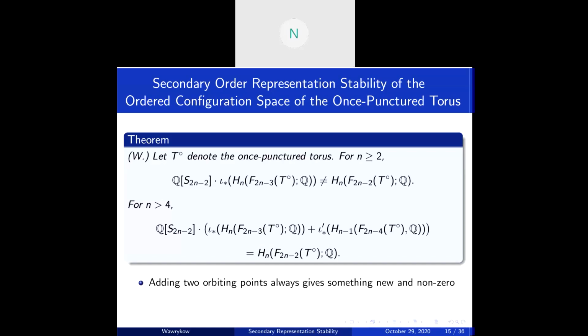What the second line says, so for n greater than 4, we have this equality. What this is really saying is that this is going to be generated in degree 4. So once you get past n equals 4, the only really new thing that's going to be happening are 2 points orbiting each other. You don't get any more interesting topology from the ambient once-punctured torus. Everything just comes from 2 points orbiting each other, and adding more copies of that.